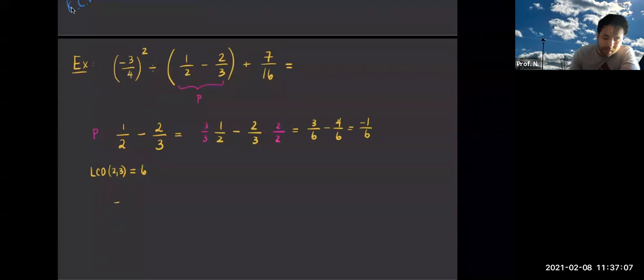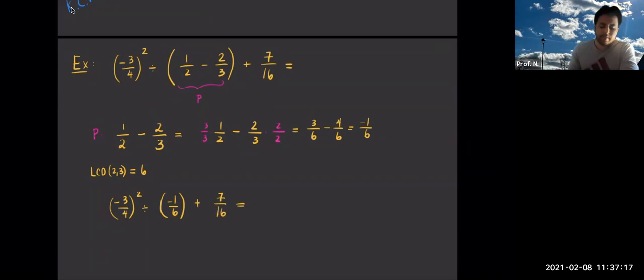I'm going to rewrite everything. Negative 3/4 squared divided by negative 1/6 plus 7 over 16. Okay. So that's the first thing. Now what do we do? After we took care of the parentheses, what do we do now?